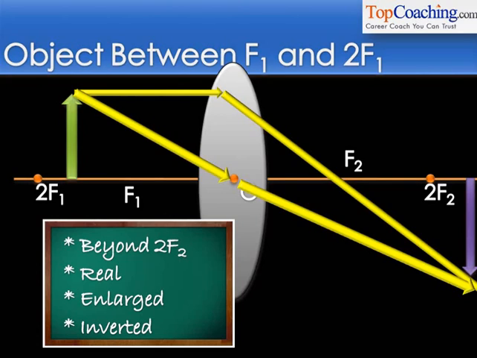So you must remember the qualities of the image for different positions of the object. You can be asked questions like, where will the image be formed when the object is placed between f1 and 2f1? Or you may be asked, how can you obtain an enlarged and inverted image? Or you can be asked, how can you obtain a diminished and inverted image in the case of a convex lens? So now you know how you can do that. Remember where the object is placed and remember the qualities of the image, and you will get your answers.